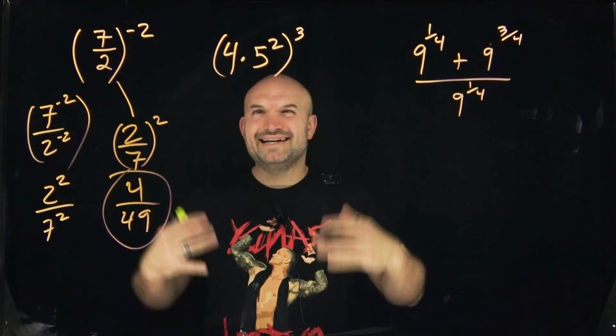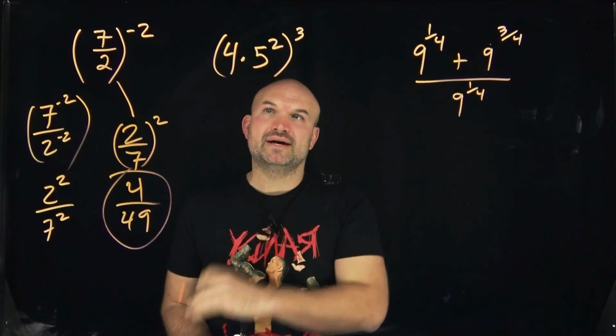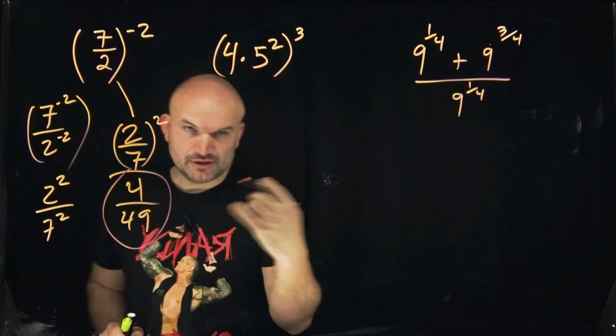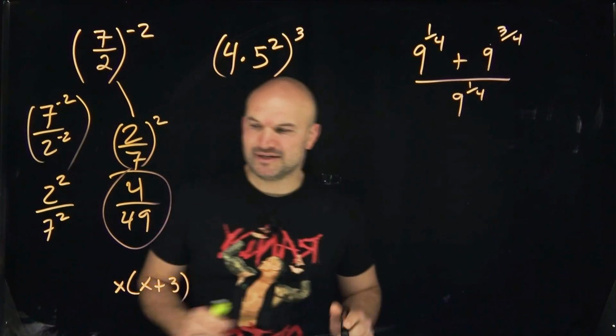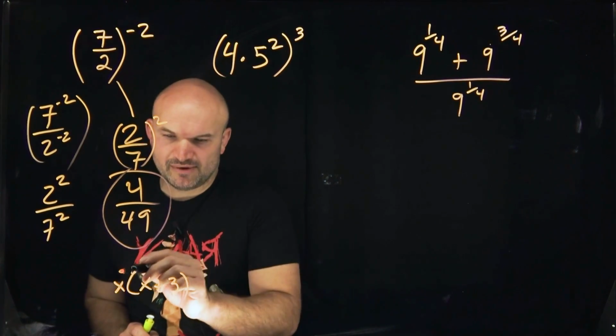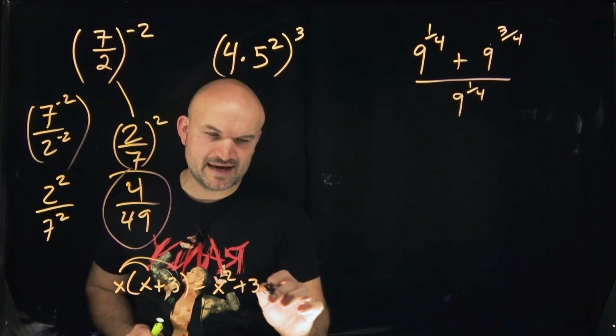Now, the next one is not so much a trick, it's just one thing to remember when you're dealing with exponents. One thing that gets tricky for students is the distributive property with polynomials. When we have this property here, we multiply the x times both terms, and that's going to give us x squared plus 3x.